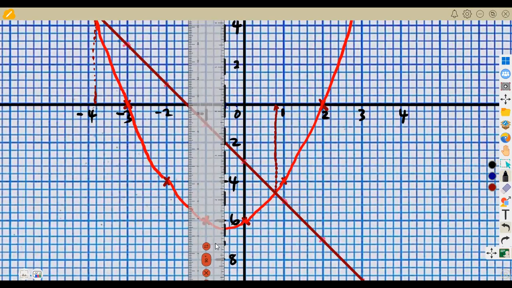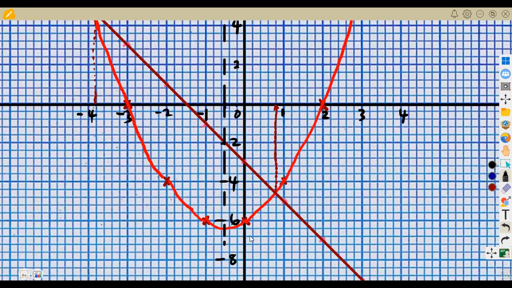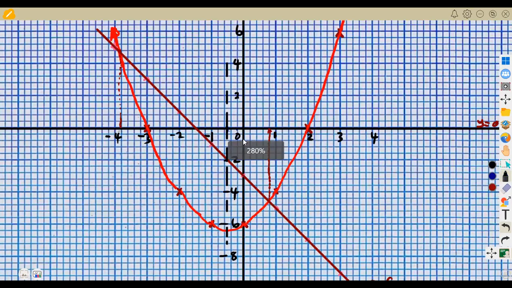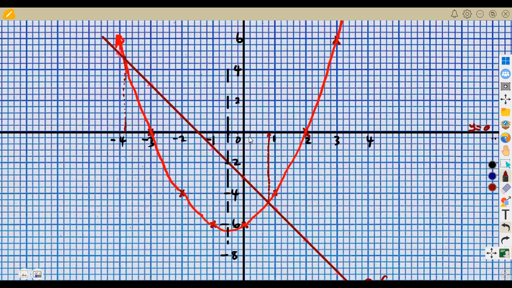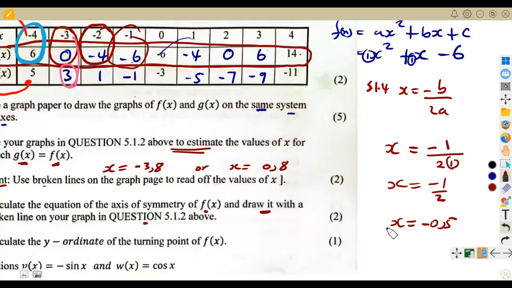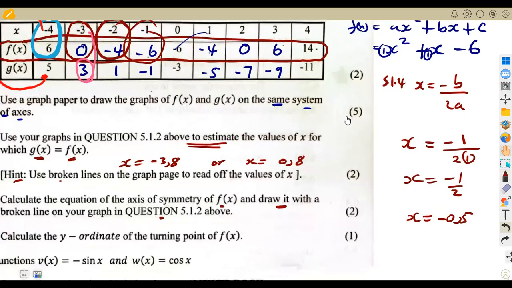That's the axis of symmetry, this line that we have drawn. So you can even write the equation on that line: x is equal to minus 0.5. You can even write our equation on that line, which is the broken line. All right. So that was our question there.